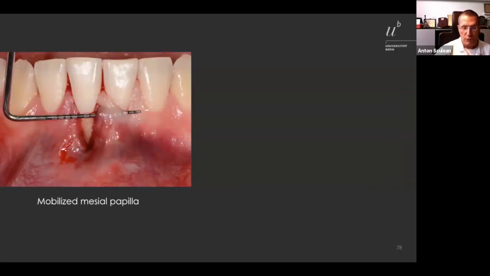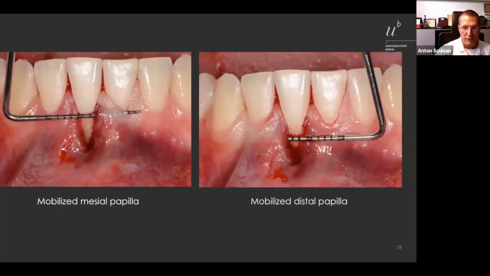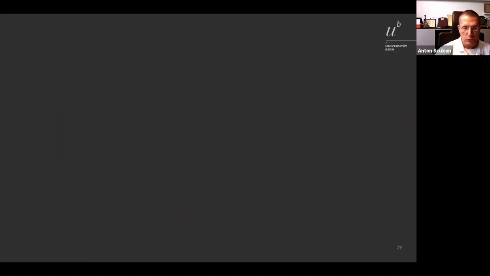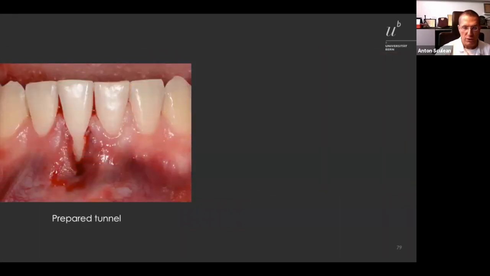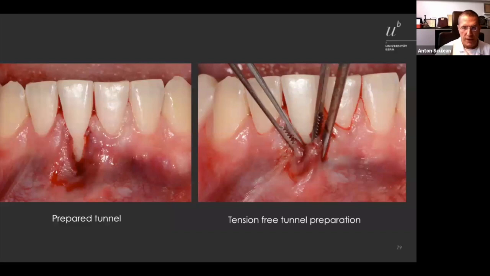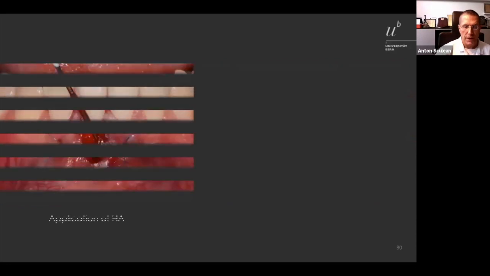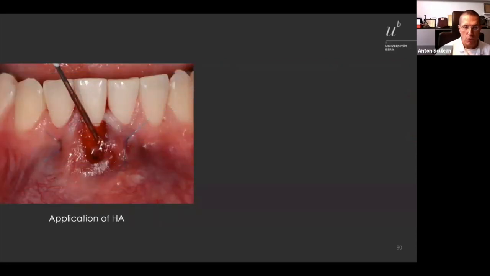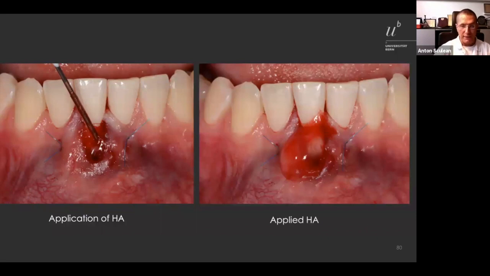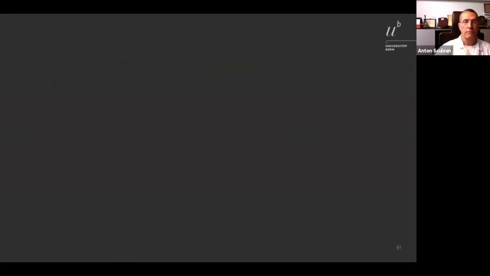So prepare the flap. Again, the laterally closed tunnel. You see the mobilization of the papillae and the tension-free tunnel preparation, placement of the material onto the root surface. You see the stability of the blood clot, again the same. The blood is not flushing out of the defect. This is a very important characteristic. I would like to stress it again.